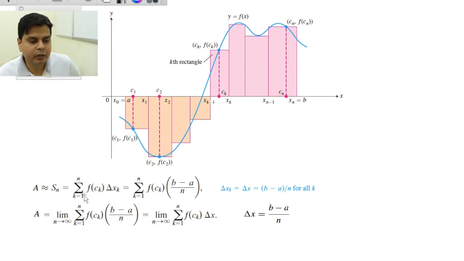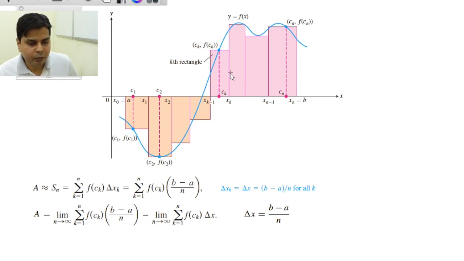k is equal to 1 to n, this is summation. f(ck) is the height of each rectangle. Suppose I am working in this kth subinterval. The height of this rectangle is f(ck), the width is delta xk, which is (b minus a) by n. So this gives the total area of all the rectangles, the yellow ones and the blue ones. I am saying that the total area of rectangles will be approximately equal to the area under this curve. Now this is approximate.